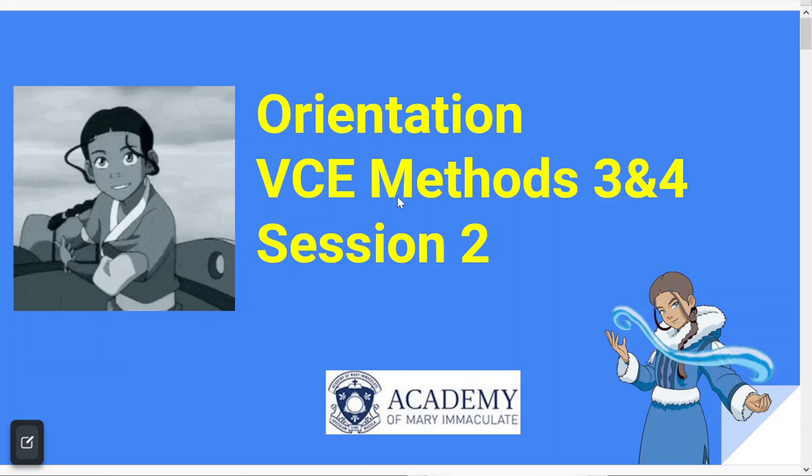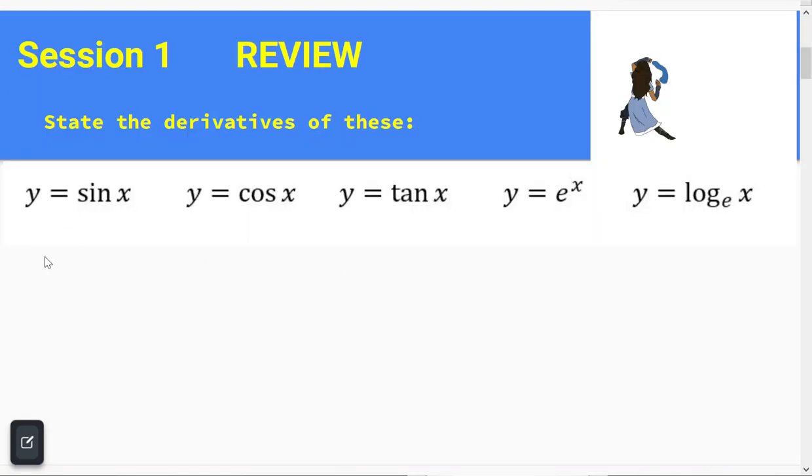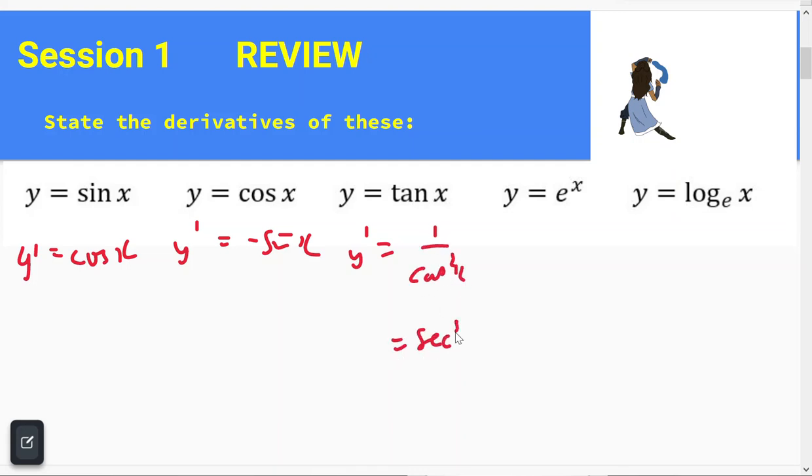Okay, welcome to session 2 of Mathematical Methods Orientation. Again, the theme of calculus continues, and a review from last session: the derivative of y = sin x is y dash = cos of x, the derivative of cos x is negative sine of x, the derivative of tan x is 1 on cos squared of x, or sec squared of x, using the alternative name for 1 on cos. The derivative of e to the x is e to the x, and the derivative of log base e of x is 1 on x.